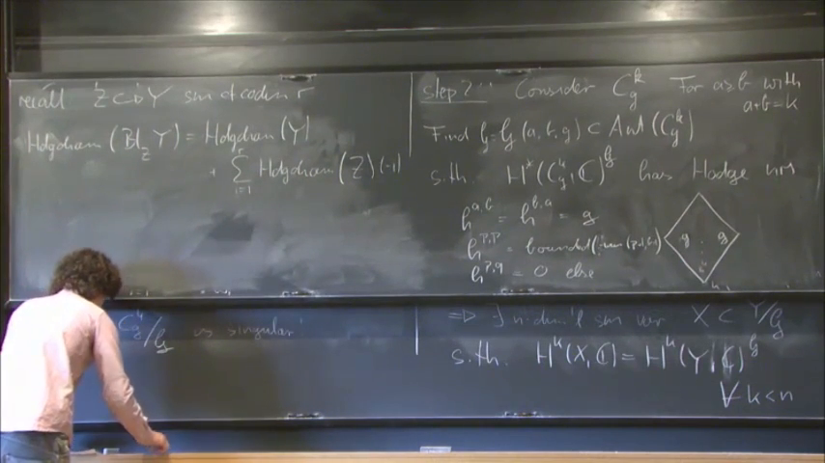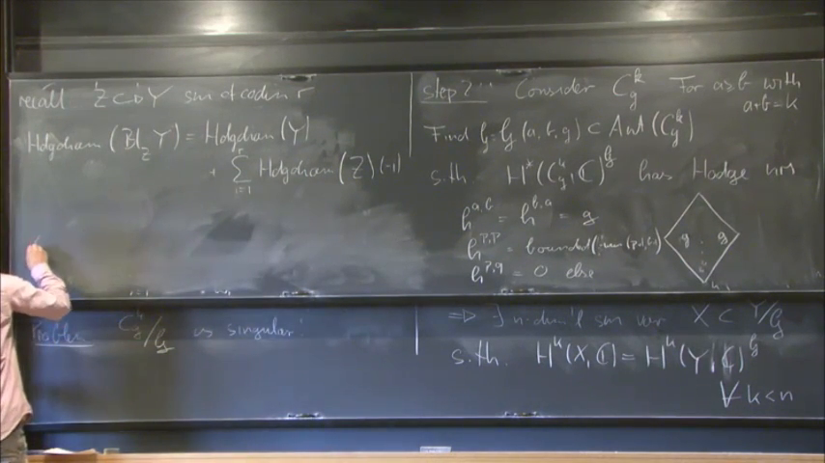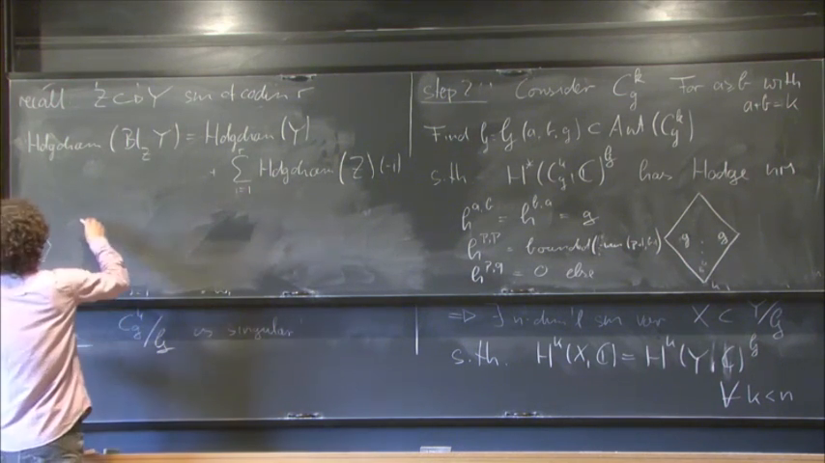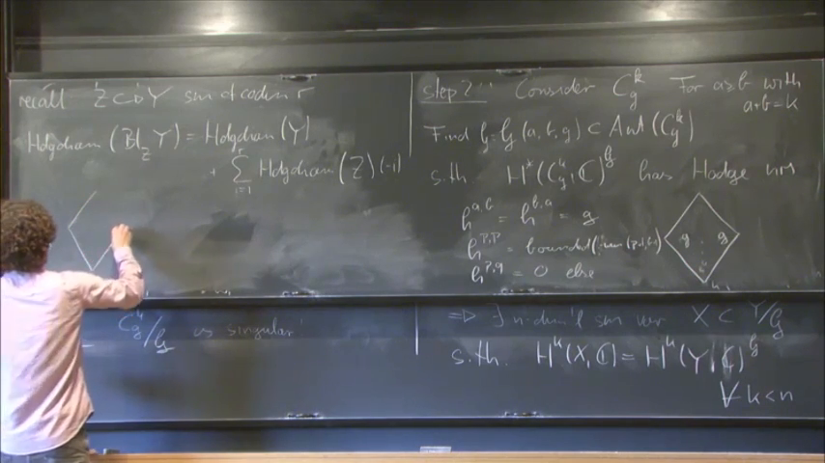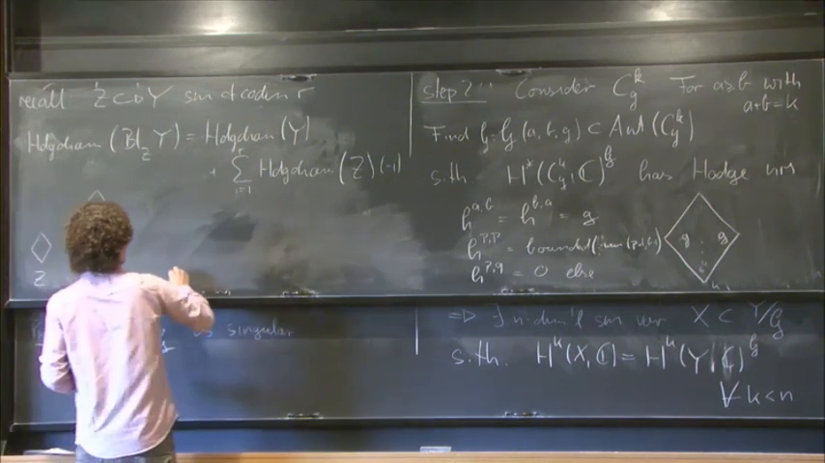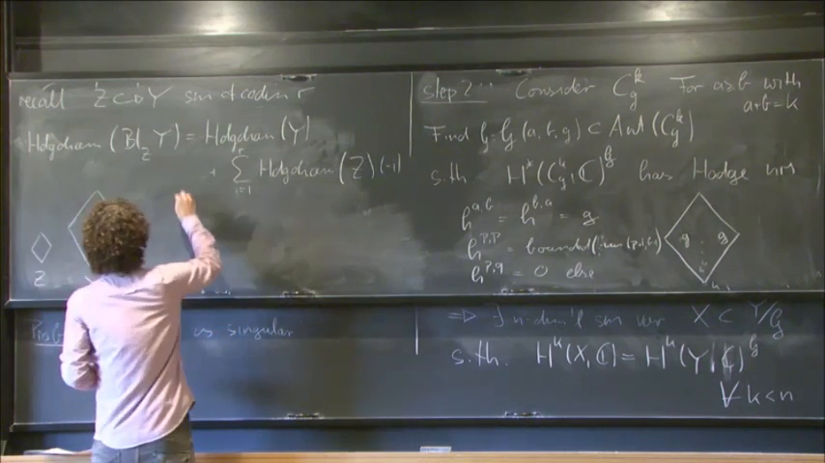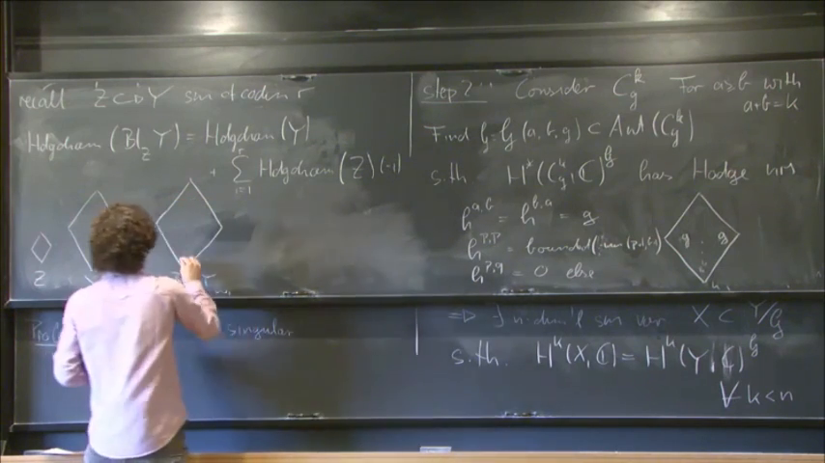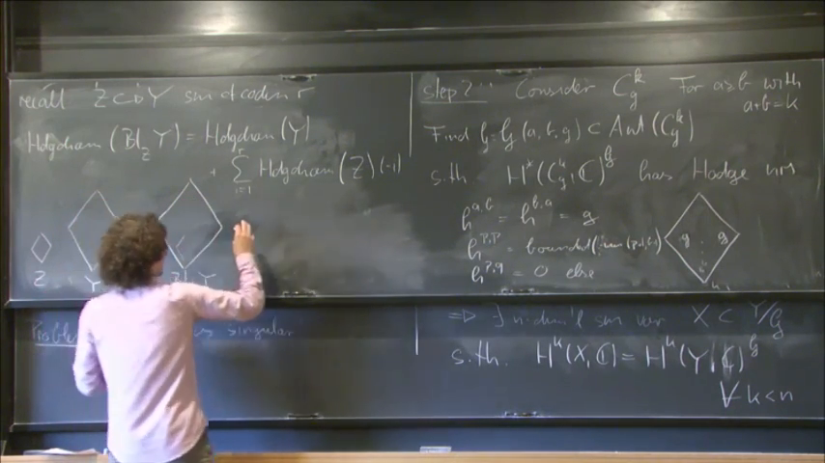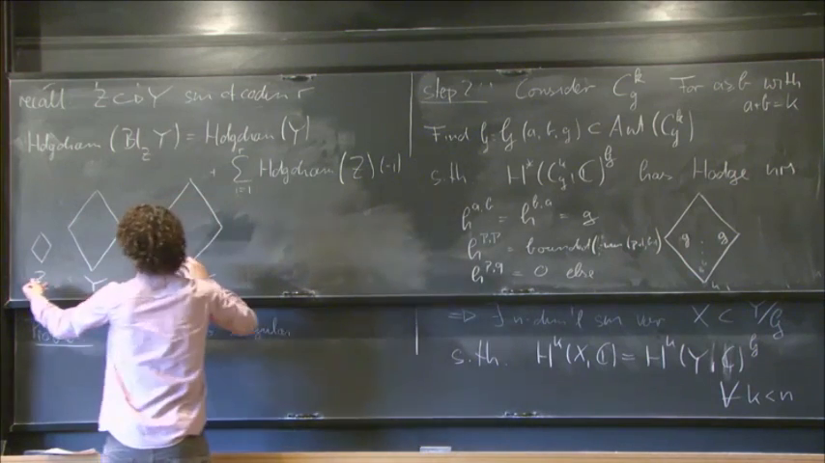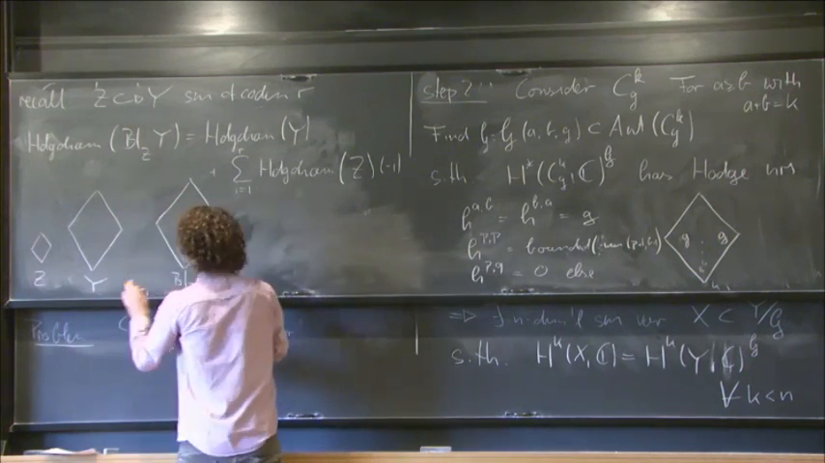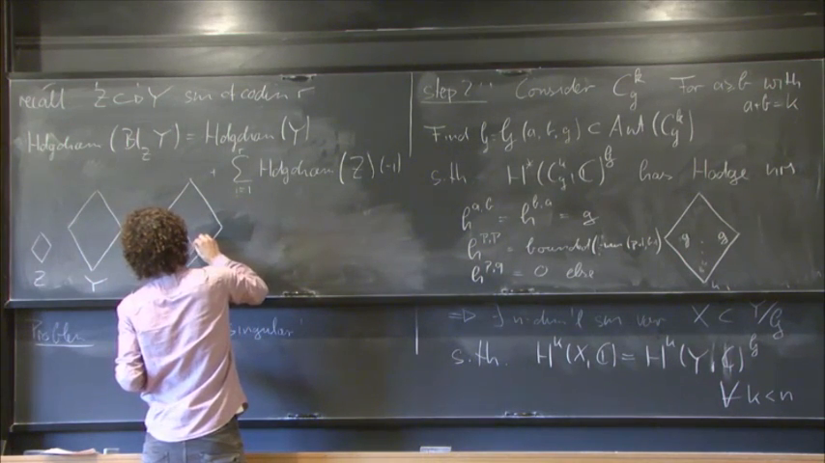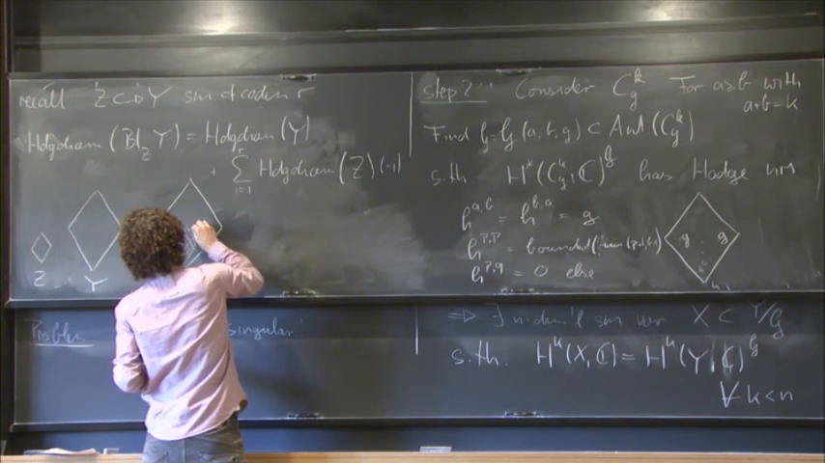Okay, so I guess the picture would look something like this. This is the Hodge diamond of Z, and that's Y. Then the blow up has the Hodge diamond where we start with Y and then we add Tate twists of Z. So we shift Z by (1,1) up and add it, and then we shift it again and add it, and shift it again and add it.